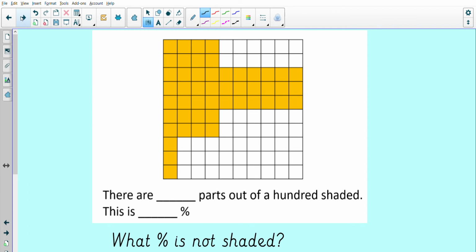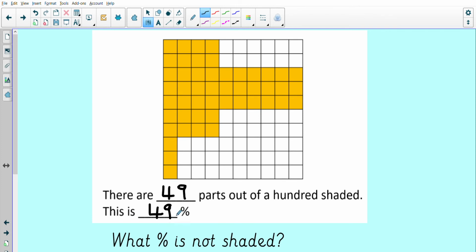Have a look at this and pause when you're ready to hear the solution. So, how many parts out of 100 are shaded first? 4, 8, 12, 16, 20, 24, 28. And I've got 1, 2, 3, 4, 5, 6. So 28 add 6 is 34, 40, 46, 47, 48, 49. 49 parts out of 100 are shaded. Now, because it's already out of 100, that is 49%.